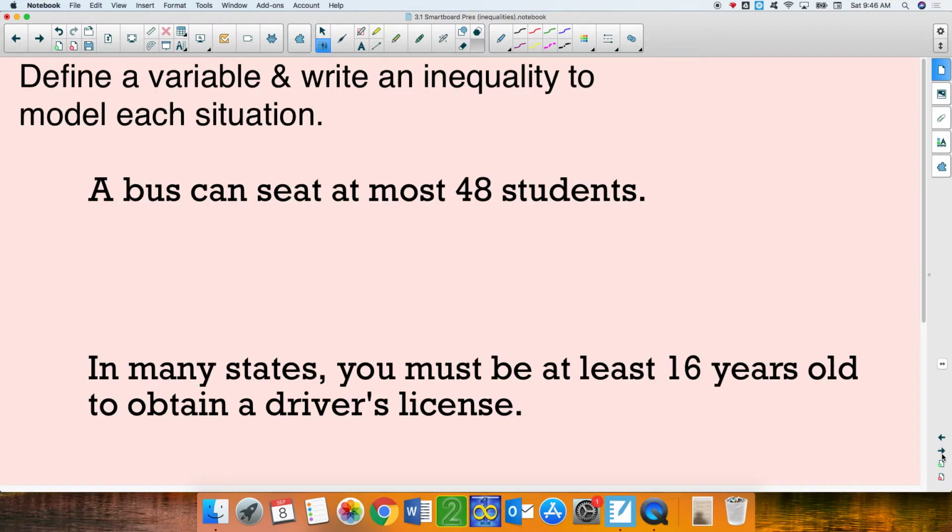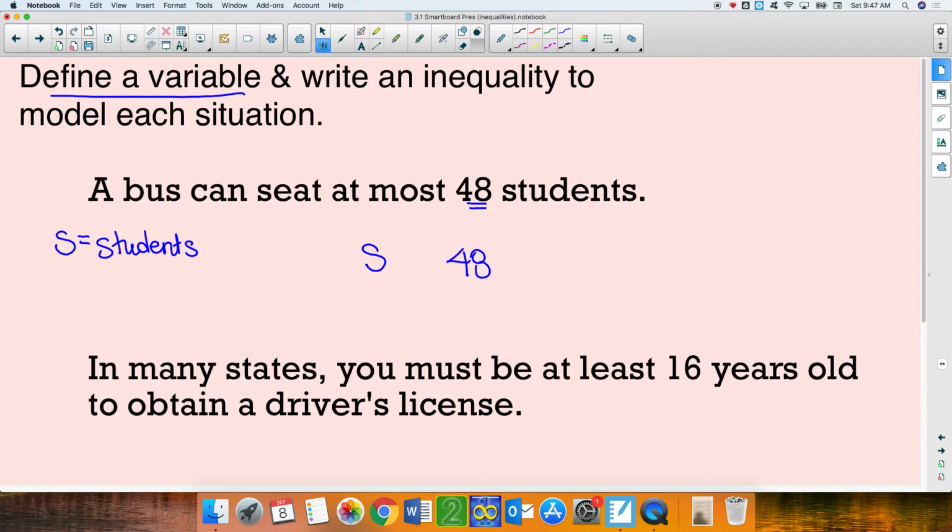Okay, next up, we're going to look at a sentence, and we're going to write an inequality to model it. So we need to define a variable, so this is the first thing we're going to do, and then we'll write our inequality. So we have a bus can seat at most 48 students. So we're talking about students, the number of students on a bus. So let's let S be our students. And then just like we did the graphing, we're going to write our letter, and then we're going to write the number to the right.